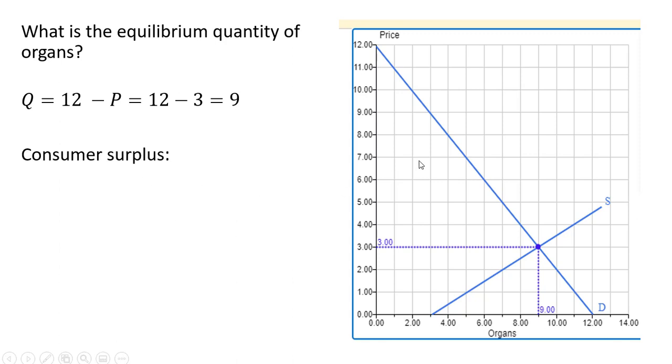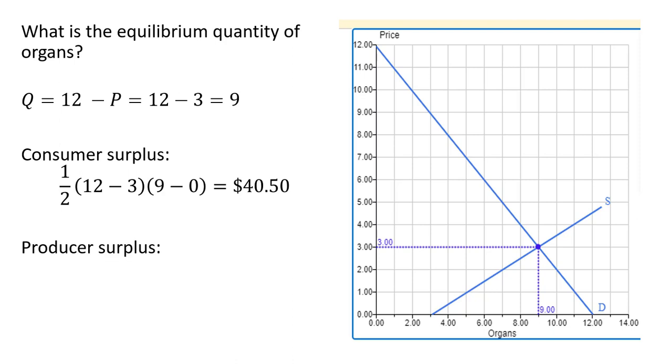Let's calculate consumer surplus under the market for organs. Consumer surplus is going to be the area between the height of the demand curve and the price that consumers pay for an organ, up to the last organ bought and sold. So it's going to be this triangle. Area of a triangle is 1/2 base times height, so that's where this 1/2 is coming from. 12 minus 3 is going to be the height of this triangle, and 9 minus 0 is going to be the base of this triangle. So we have a consumer surplus of $40.50.